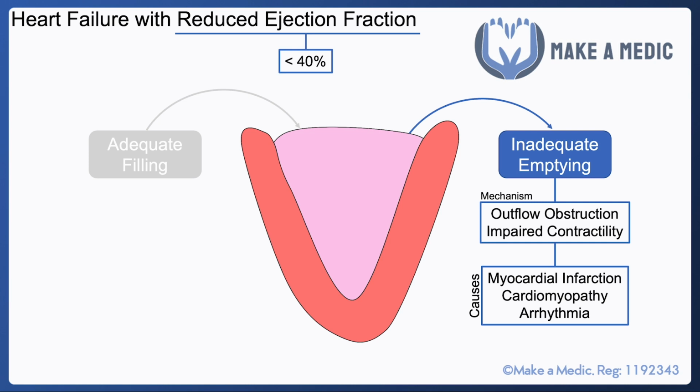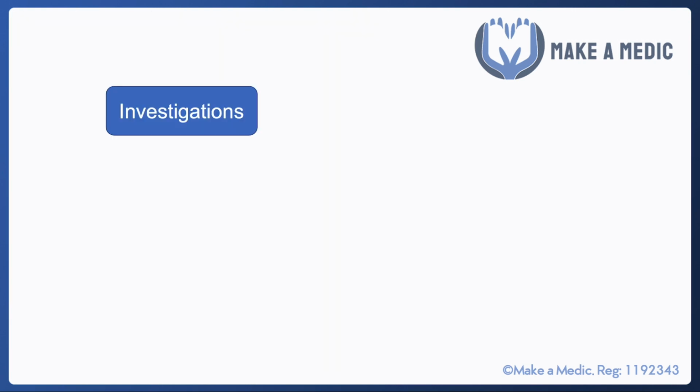You may note that reduced ejection fraction is defined as less than 40%, and preserved ejection fraction is defined as more than 50%. So there is this middle ground called intermediate ejection fraction, where it has features of both types. Now let's have a look at investigations for heart failure.